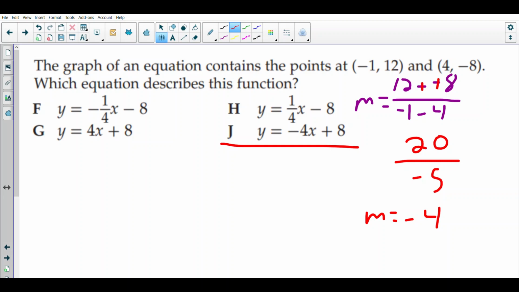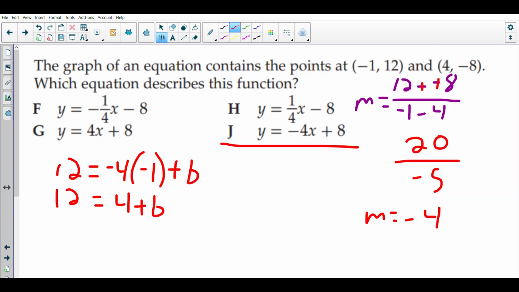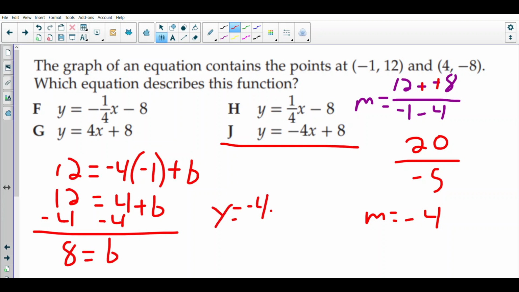I'm going to use (-1, 12) for my point. So I end up with 12 equals negative 4 times negative 1 plus b. So we have 4 plus b on the right side equals 12. Subtract 4 from both sides. So I get 8 equals b. It looks like y equals negative 4x plus 8. So it does look like my answer is J. So there you go. When you're given 2 points, you need to find the slope, and then you can use either point to plug in with the slope.